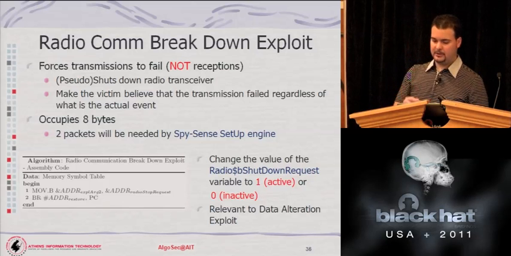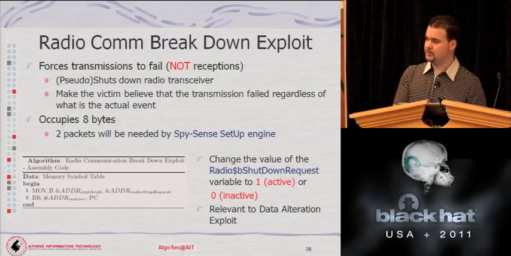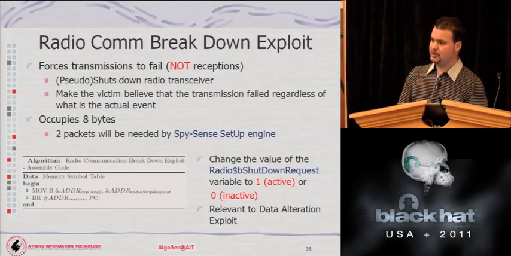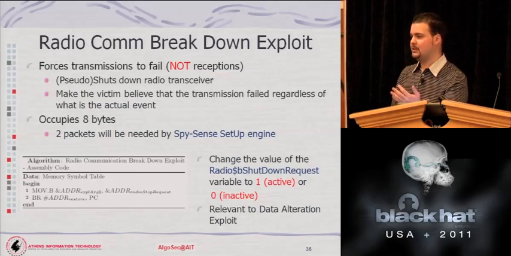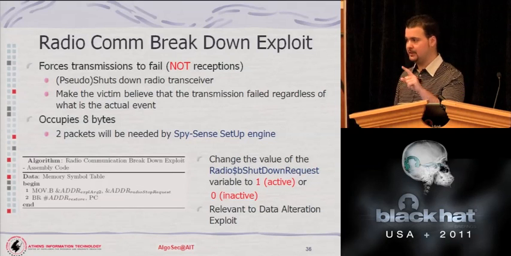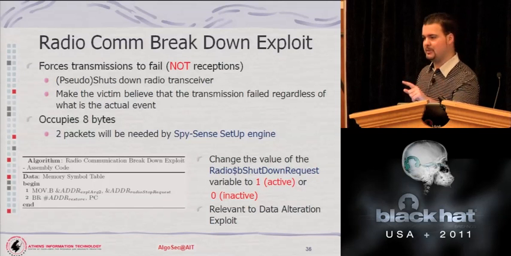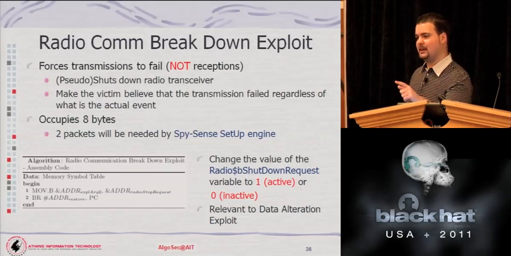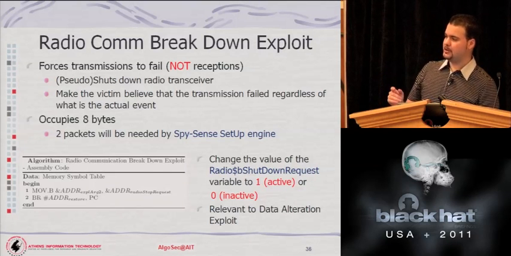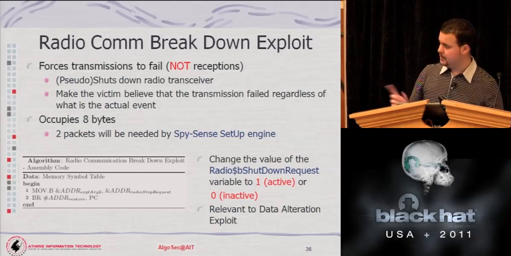If you set it to 1, it is active, meaning that I can use my radio so I can transmit a message. If you set it to 0, this means that I cannot transmit a message. However, keep in mind that if you set it to 0, the node will think that it cannot transmit, but actually it cannot only transmit; it can still receive messages. So what you can tell the node through this exploit is to stop transmitting, but you can again initialize transmissions for your own usage whenever you want, because the node can receive your own exploit messages. And this is pretty small, only 2 packets will be needed by the SpySense setup engine.